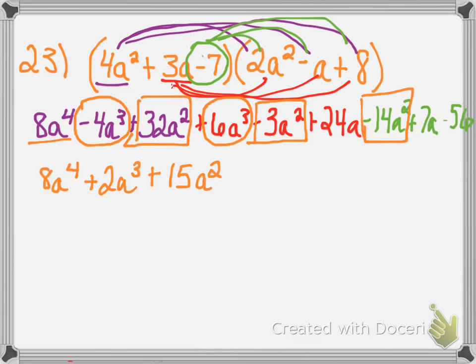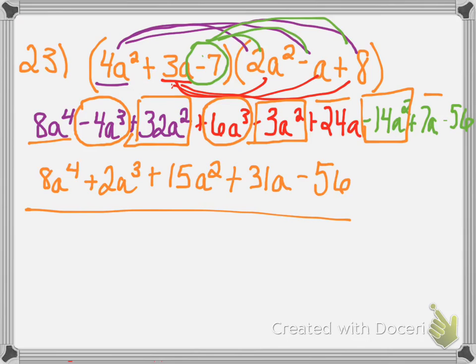Then we have 24a. That goes with 7a. So 24 plus 7, that's 31a. And then last is negative 56. Doesn't go with anything, so you just bring it down. All of this is your final answer.